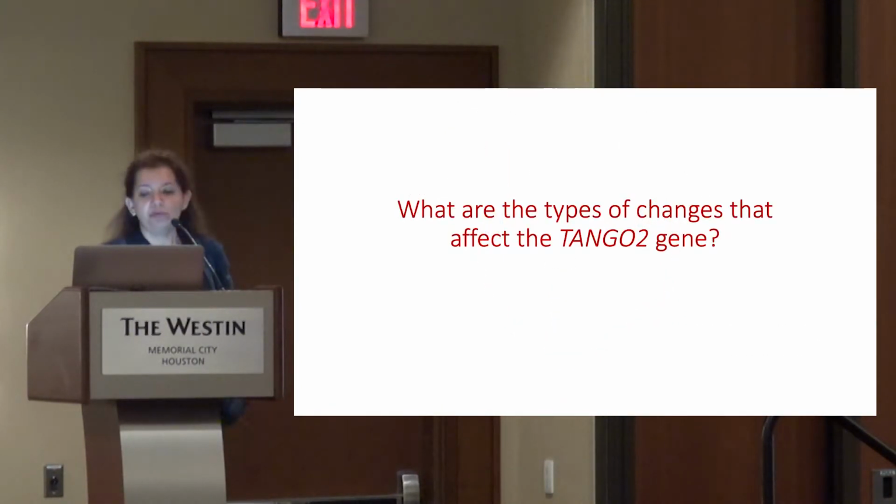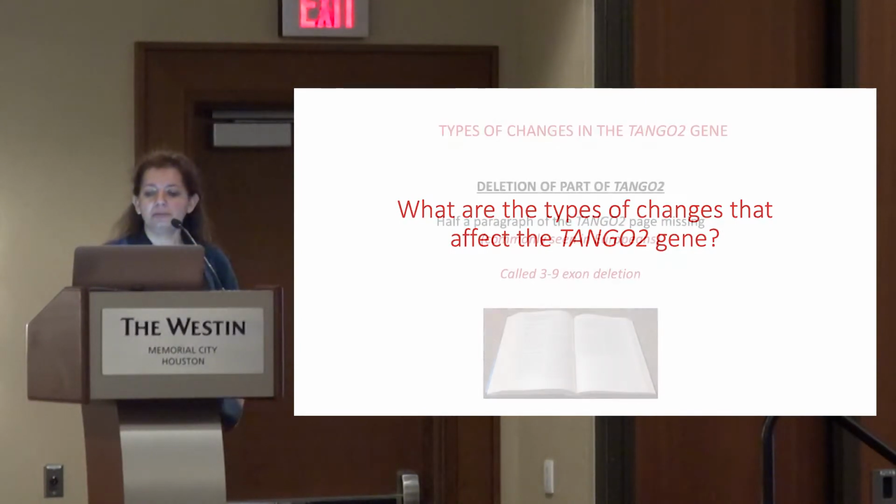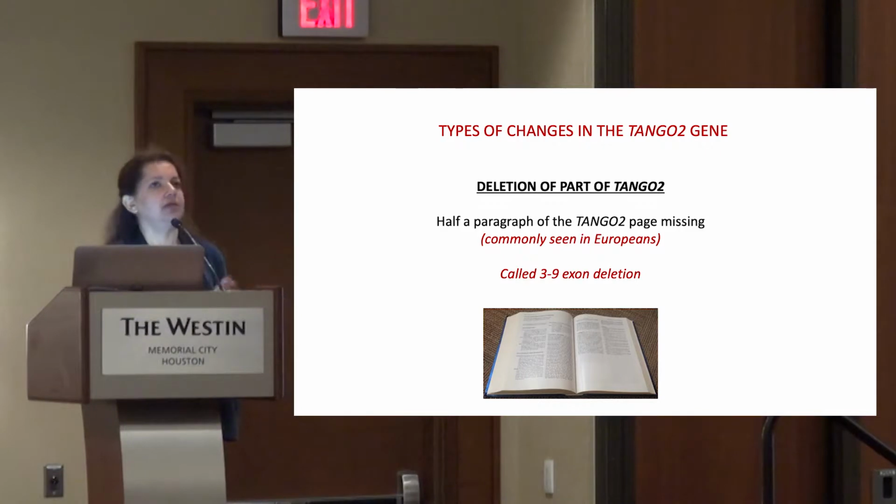So what are the types of changes that affect TANGO2? This is how I explain it to my families in clinic. If you take this book, which is our complete genome, this book has 20,000 pages, and that's the number of genes we have. Let's suppose I have this TANGO2 page in front of you. What are the changes that can happen on that page?